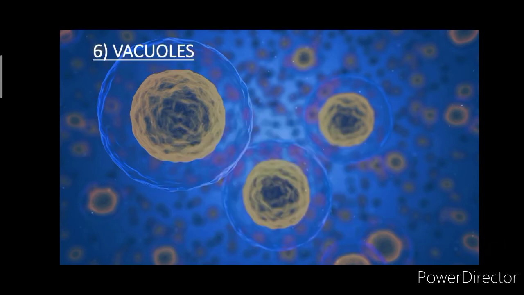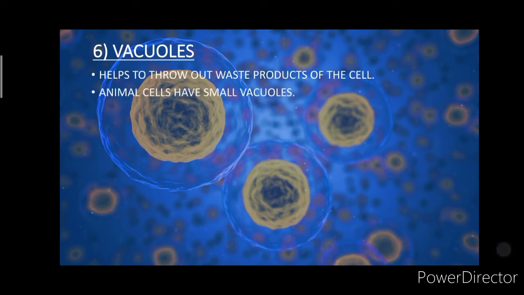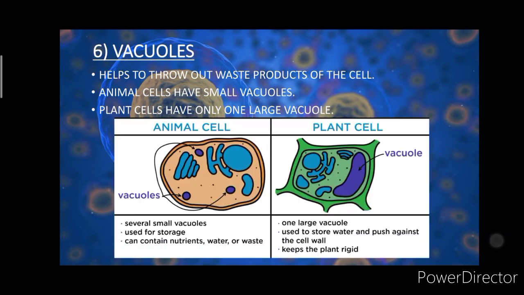Now let us see the next organelle. The next organelle that we will discuss is the vacuole. Vacuoles are present in plant cells as well as animal cells. But the difference is that plant cells have only one large vacuole, whereas animal cells have smaller vacuoles that could be many.